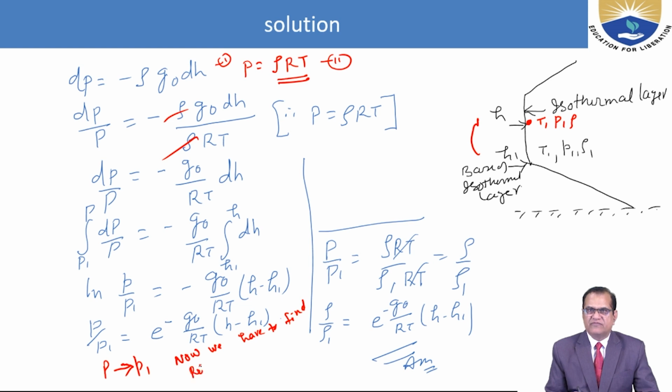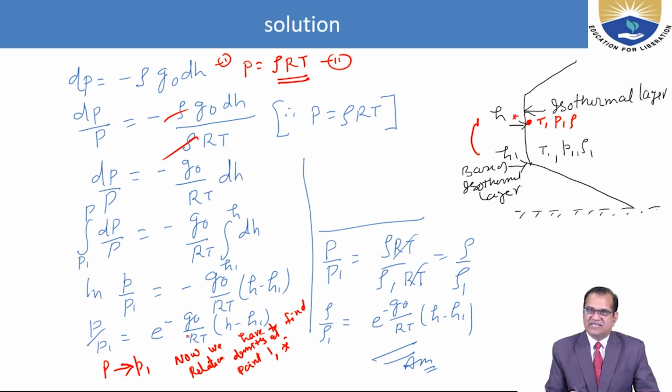the relation of density at point 1 and the star point here. Now we know that P by P1 is equal to rho RT by rho 1 RT1, because temperature is constant, it is an isothermal layer, so RT is cancelled. So P by P1 is equal to rho by rho 1.